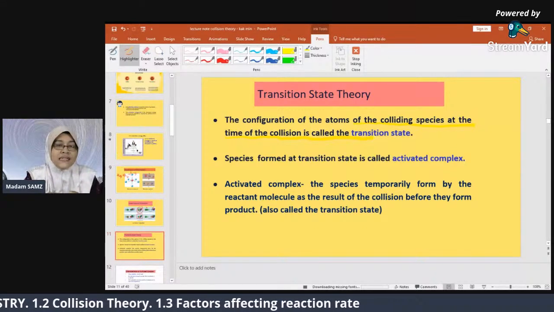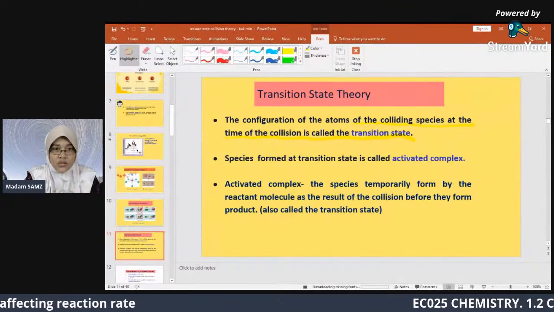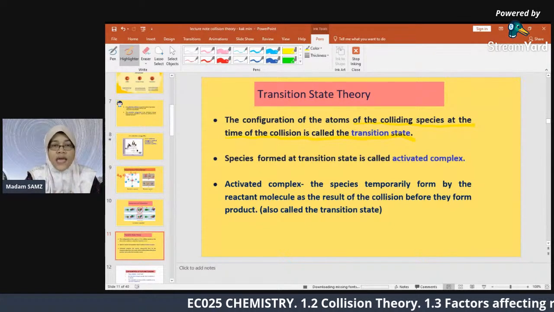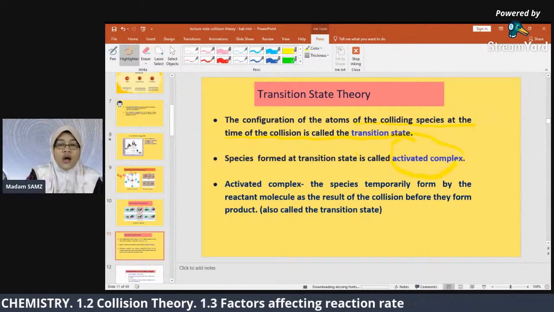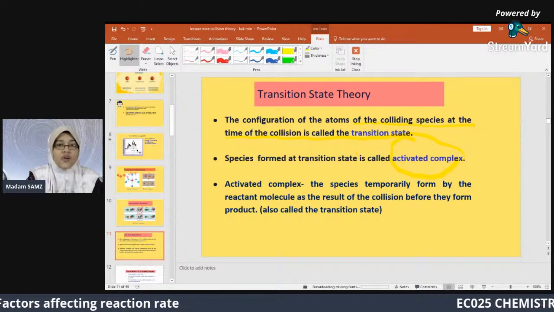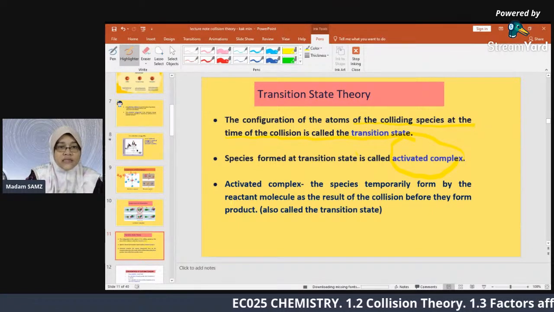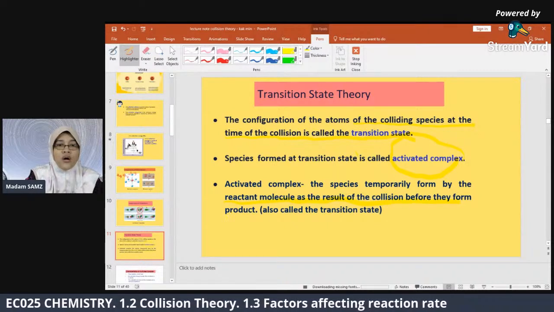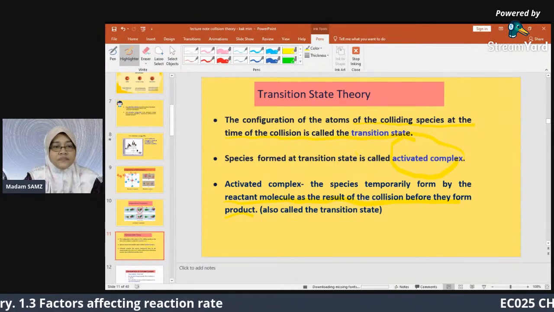So here we notice that when the reactants are during the collisions, we call it the transition state, and the species at this state are called the activated complex. So what is the activated complex? The activated complex is the species temporarily formed by reactant molecules as the result of the collision before they form a product, also called the transition state.